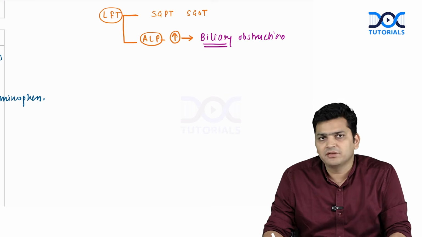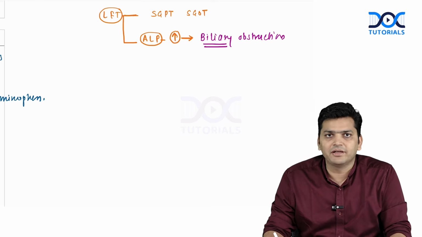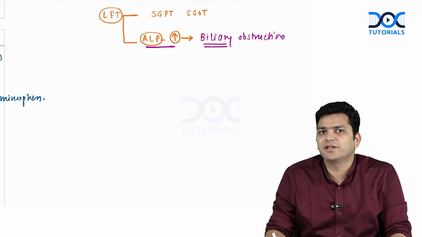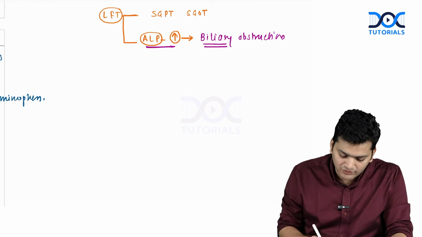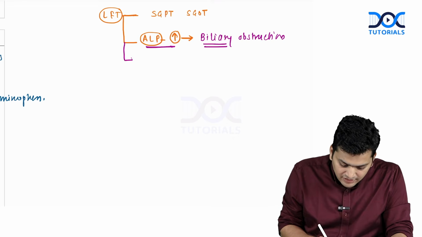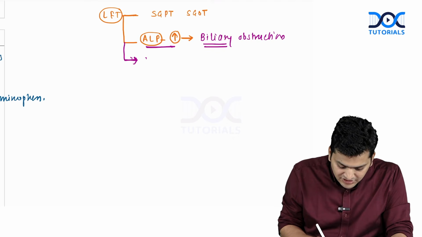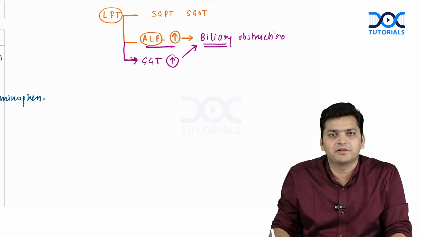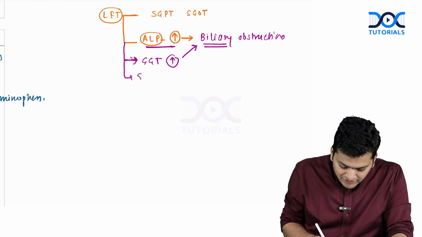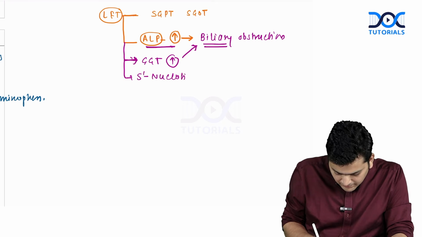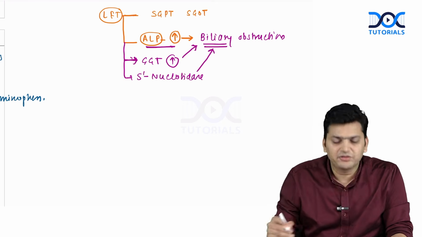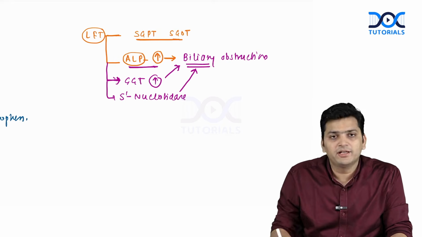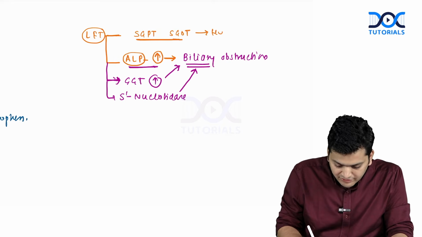Actually, there are 3 enzymes which are related to biliary obstruction. One is alkaline phosphatase, but alkaline phosphatase is very non-specific. Can you tell me some more which is going to be increased? Yes, it is gamma glutamyl transferase, GGT. If the GGT is increased, it is again biliary obstruction. If there is an increase in 5' nucleotidase, that is again biliary obstruction, meaning the bile flow is not happening properly. SGOT, SGPT are related to hepatocellular injury.